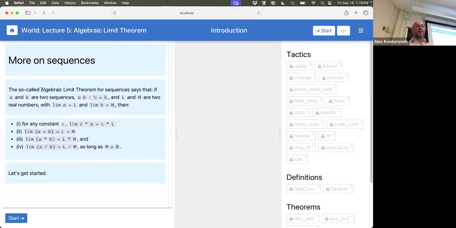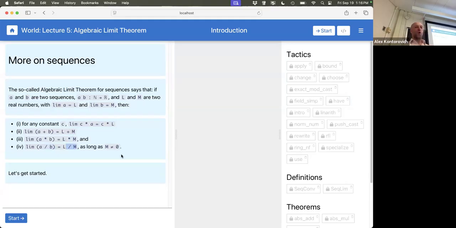There's something called the algebraic limit theorem that says if A and B are sequences and A has limit L and B has limit M, then if you multiply A by a constant, it also has a limit, and the limit gets multiplied by a constant. If you add A and B, that adds the limits. If you multiply A and B, that multiplies the limits. And if you divide A and B, that divides the limits, as long as the denominator is not 0.